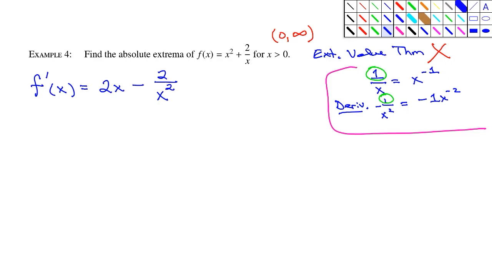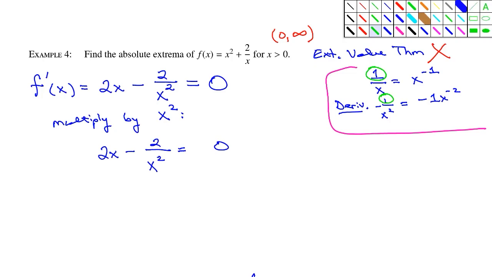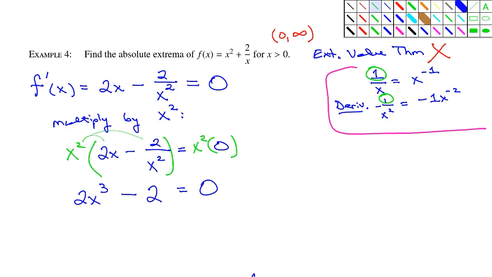All right, let's find some critical values. We're going to set this equal to 0. And the first thing I will do is multiply both sides by x squared to get rid of the x squared in the denominator. So let me rewrite my equation. Then I'll multiply by x squared and x squared. That gives me 2x cubed minus 2 equals 0, because this x squared is going to distribute to both terms.